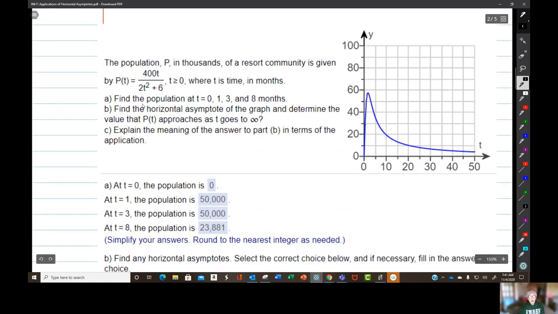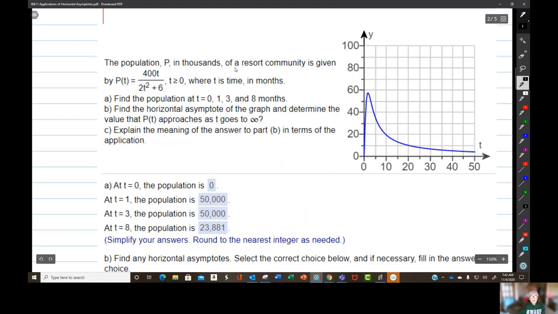Now in this problem, they've actually graphed it for you. Okay, the population P in thousands. So if, for instance, you had the answer 1, that would really be 1,000. The answer 3.5 would really be 3.5 times 1,000, which would be what, 3,500, something like that.